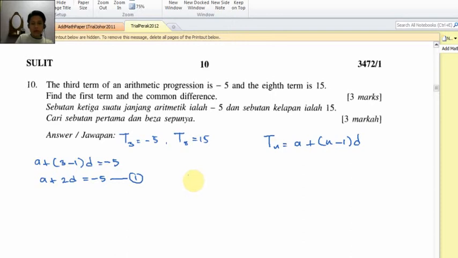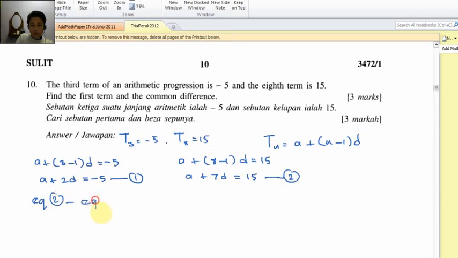And then let's do something with T8. T8 is equal to 15. So another one is like this. a plus 8 minus 1 d is equal to 15. So that is a plus 7d equal to 15. So we name this as equation 2. So if we take equation 2 minus equation 1, what will happen?